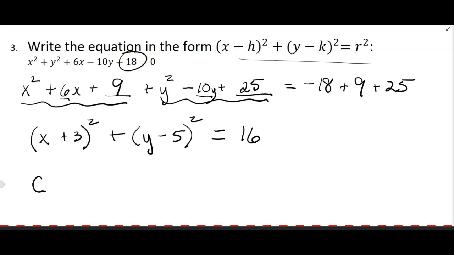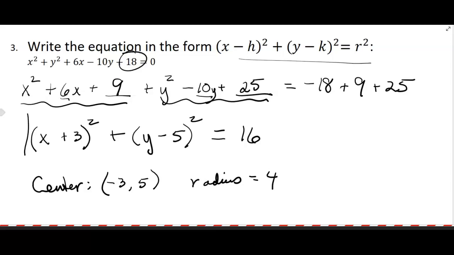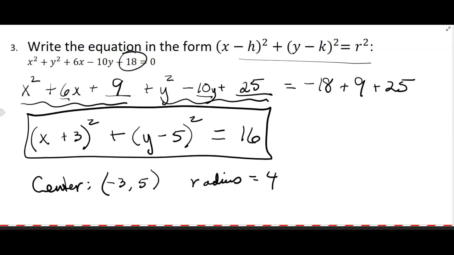Now, if somebody asked you what the center was, you would say, if you're at home, say it out loud. Okay, you said negative 3 comma 5, and the radius, in this case, would be 4. Okay, that's bonus information. They just asked for the equation in that form.